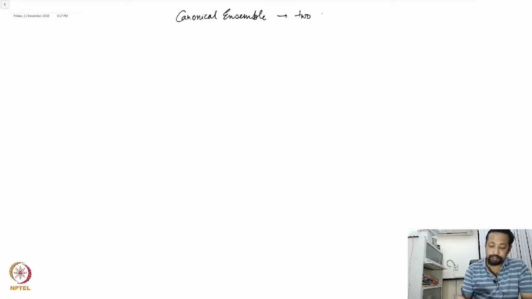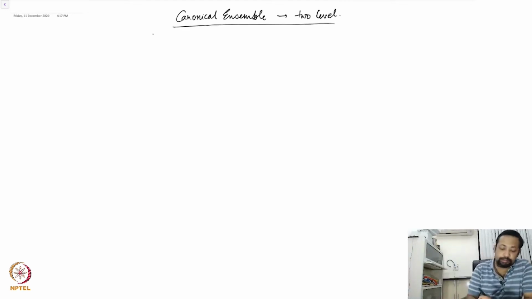Welcome back. So we looked at the canonical ensemble, and we looked at a two-level system, right? So we want to look at some other models, an application of the canonical formalism to the model of paramagnetism, right?